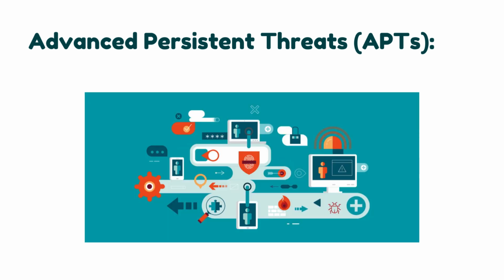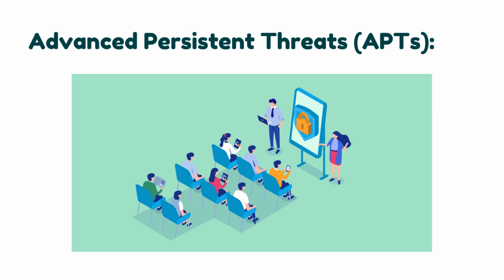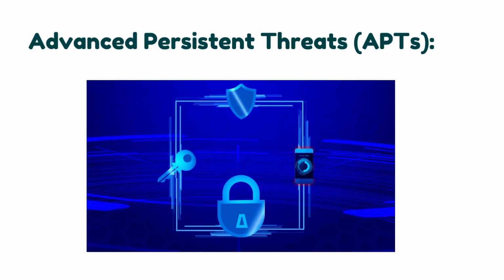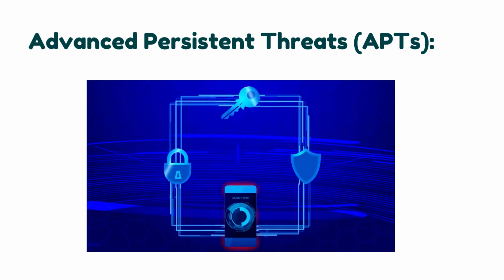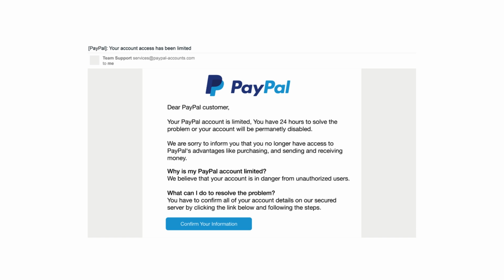It is crucial to stay informed about the latest attack vectors and continuously update security measures to protect against evolving threats. Regular security training, strong security policies, and a proactive approach to security are key to maintaining a secure digital environment. Let's look at some of the phishing emails and see how attackers craft convincing emails to trick users.